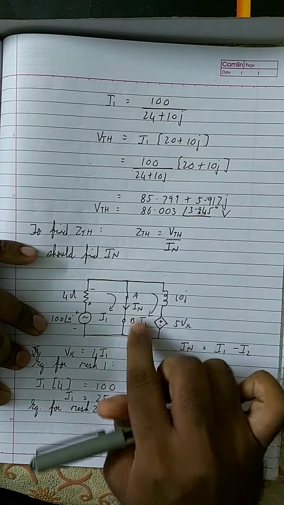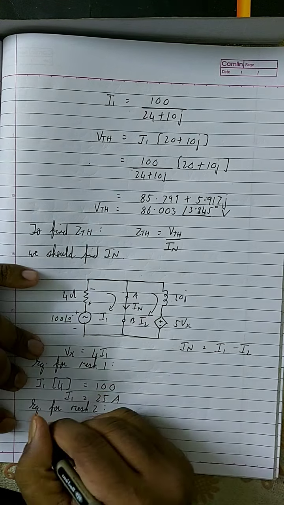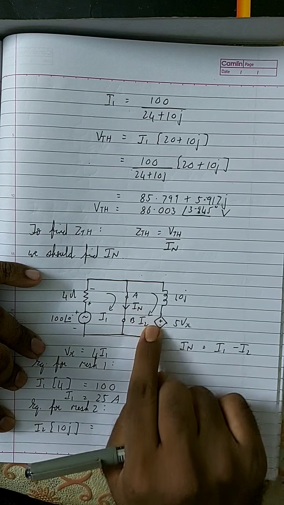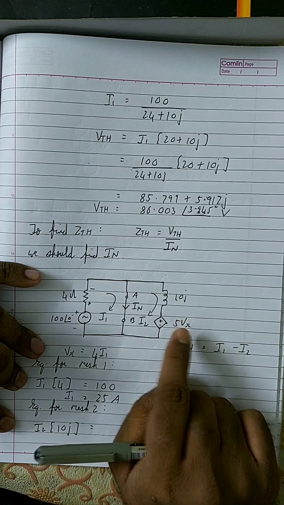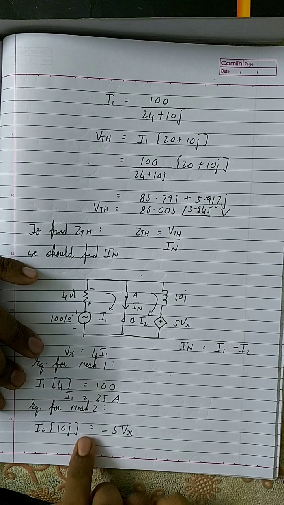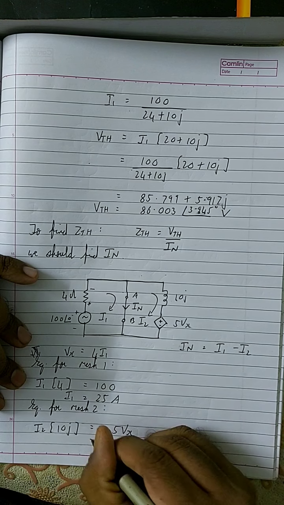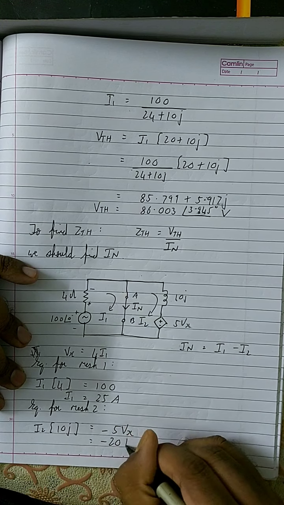Okay. Now equation for mesh 2. Here the equation is I2 into 10J, right? Here the reactance is 10J. I2 into 10J is equal to, and this current is flowing into the positive terminal. This positive terminal is not generating I2, it is opposing I2. That is why it is minus 5Vx. And we know what Vx is. Vx is 4I1, so therefore it is minus 20I1. And we all know I1 is 25 amperes, so this is minus 20 into 25.